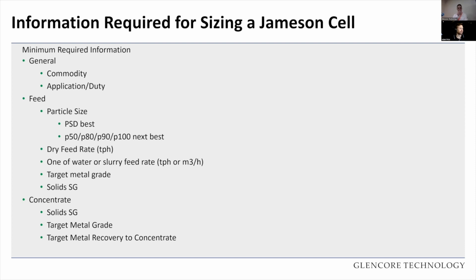We also need the target metal feed grade, and the solids SG, both for the feed and the concentrate. And then simply what the expectation of the cell is. So what grade's going to be achieved for the concentrate and what recoveries are going to be achieved. Typically this would hopefully be done by lab or pilot tests for specific Jameson cell tests, but we can also utilize conventional mechanical cell laboratory tests as well.